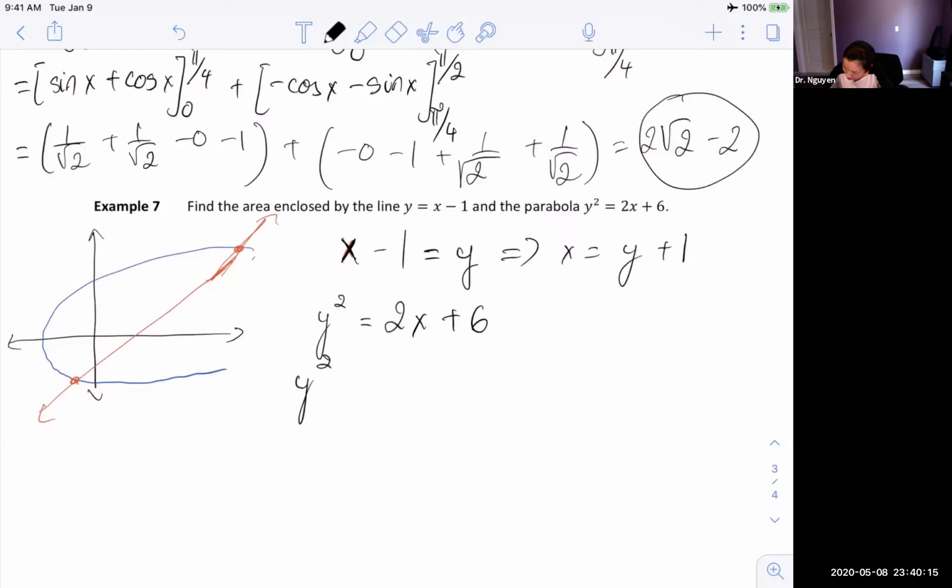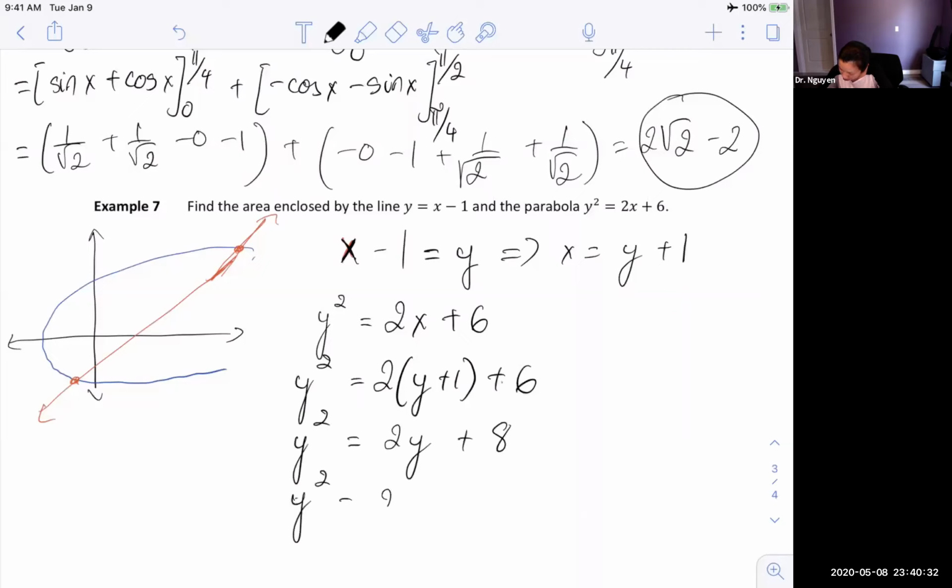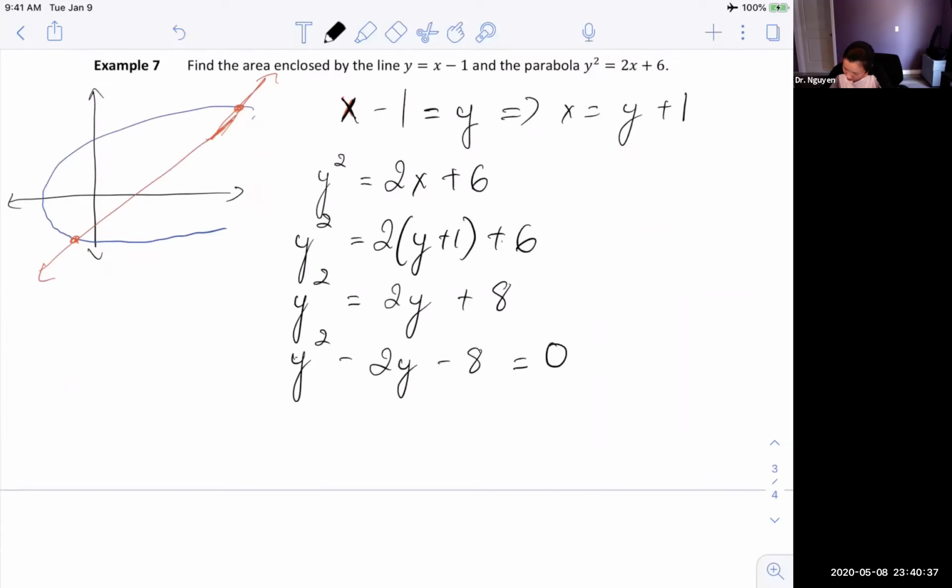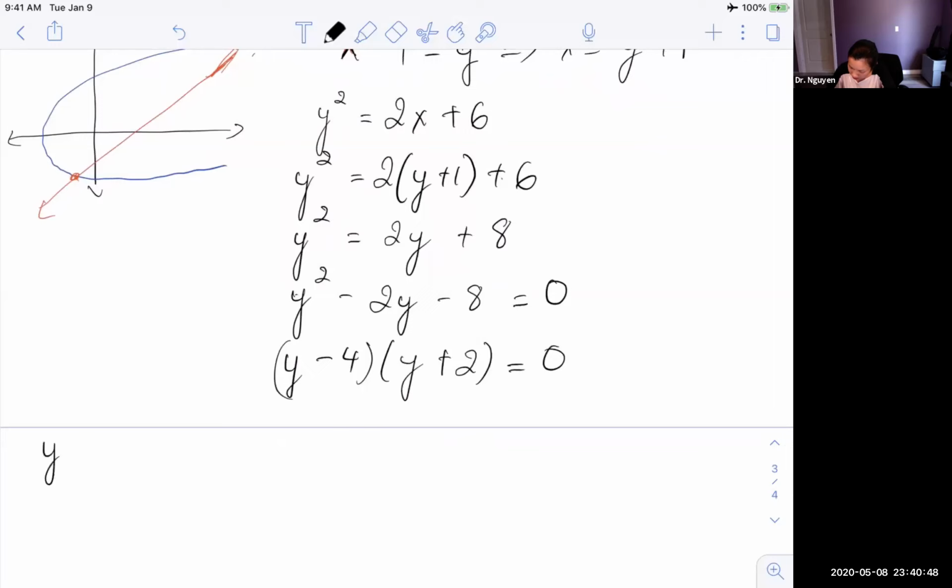So y squared is going to be 2, instead of x, we have y plus 1, plus 6. So y squared is going to be 2y plus 2 plus 6 is plus 8. Okay, so y squared minus 2y minus 8 equals 0. Therefore, y minus 4, y plus 2 equals 0. So I have y is 4 and y is negative 2.